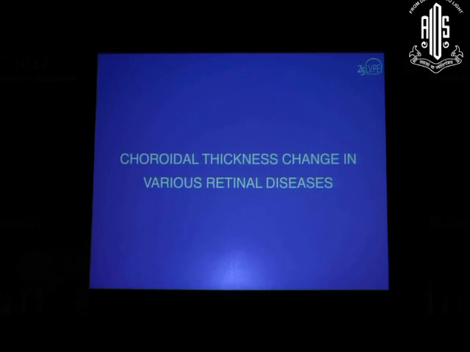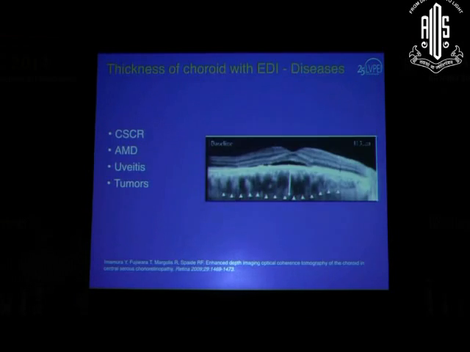So let's look at a few of the examples of abnormal choroidal thickness in different retinal diseases which we commonly come across. The common diseases where you know that it affects the choroid are central serous retinopathy, AMD, uveitis, and choroidal tumors, which is another interesting area where we can actually look at an OCT and see what type of tumor it might be.